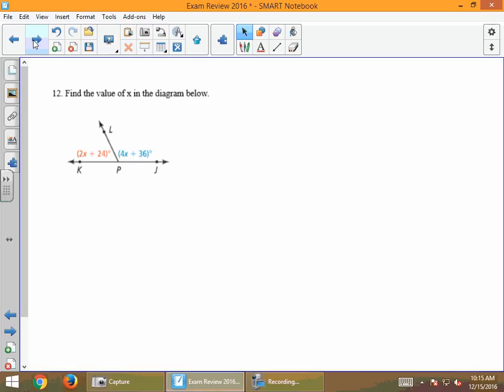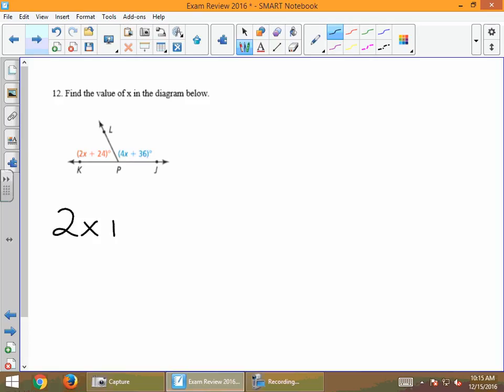How can we set this up to find x? Jason? Add them to each other, make them equal to 180. Perfect. That is the correct answer. You're going to add these up and set them equal to 180 because if you look, there's that degree symbol. That means we're dealing with angles. We know that angles sitting on a straight line add to 180.